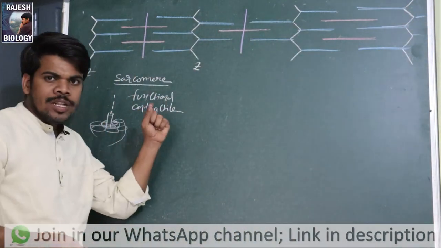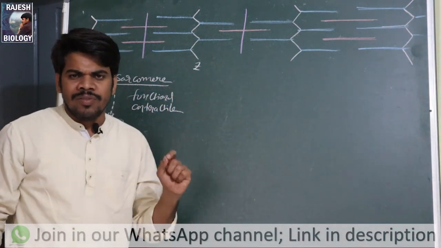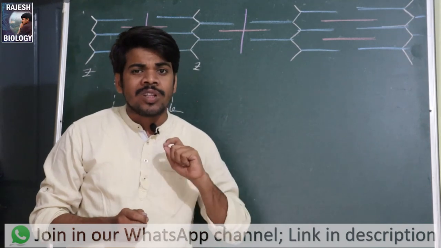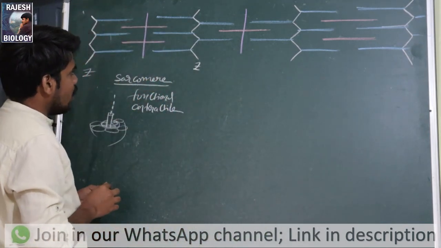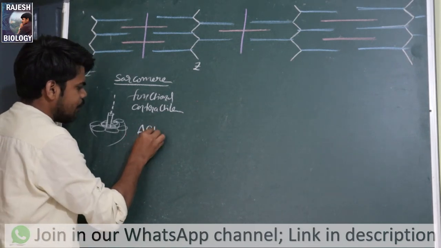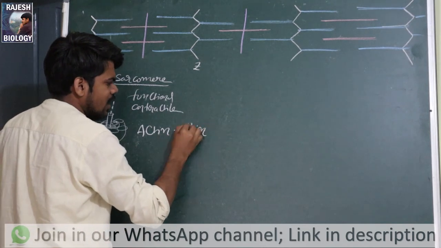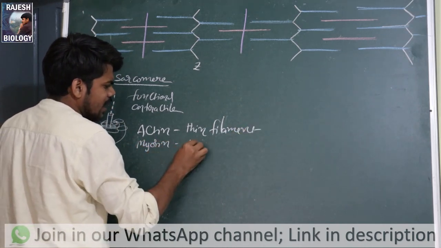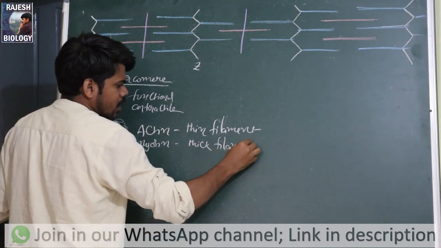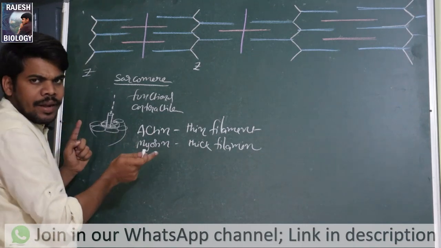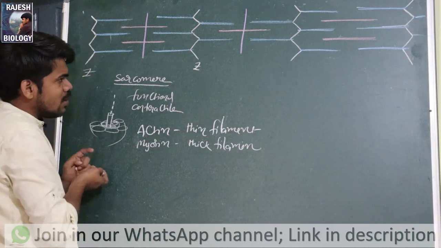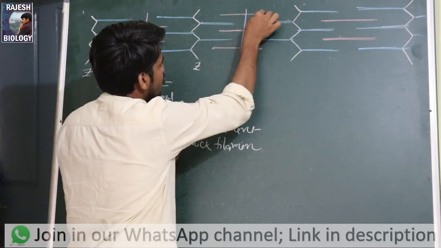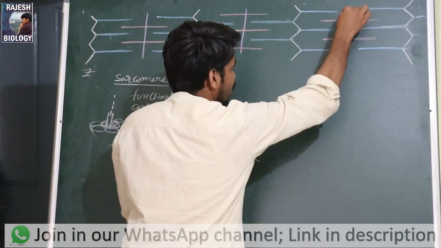Like this, it is present continuously throughout the length of the muscle fiber. For example, if the muscle fiber length is 4 centimeters, the myofibril also has a length of 4 centimeters. Another important thing: first of all, I will write these names. Actin is a thin filament. Myosin is a thick filament. Actin and myosin are arranged in a parallel, alternate manner. That's why it gives a striated appearance: one thin filament, one thick filament, alternately.